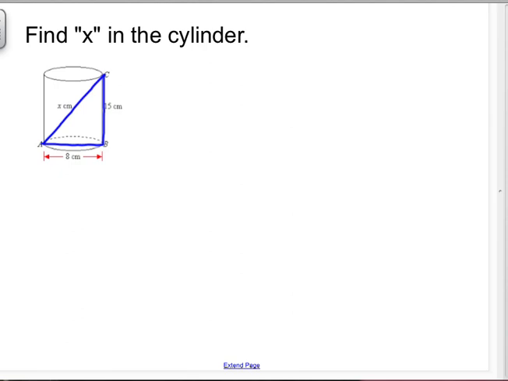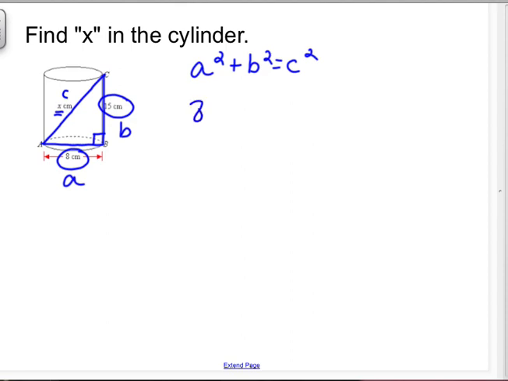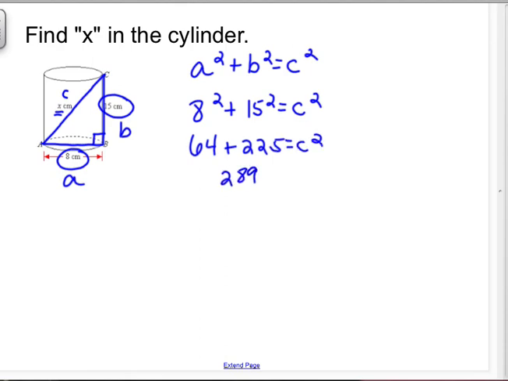What measurements do I have? I know that from A to B is 8 centimeters, and I know that from B to C is 15. Those are the legs, right? There's your right angle right there. And it looks like I'm trying to find X, which would be C, the hypotenuse. So let's plug in. A squared plus B squared is going to equal C squared. 64 plus 225 is 289. I've got to take the square root of that.